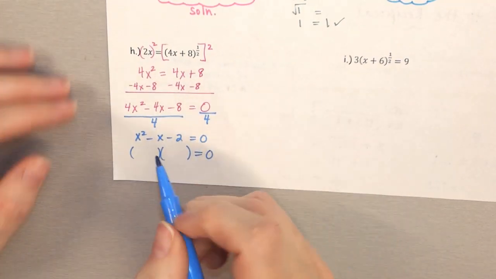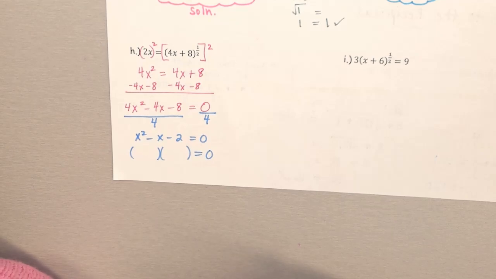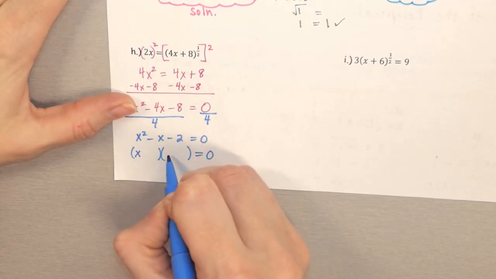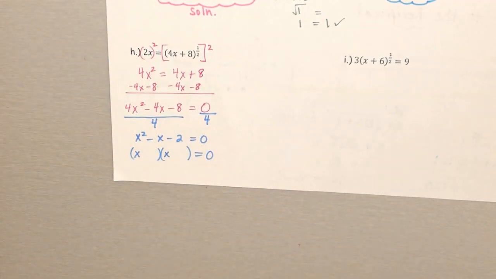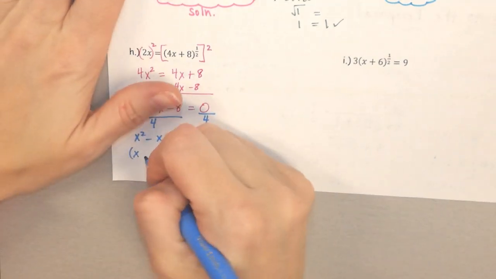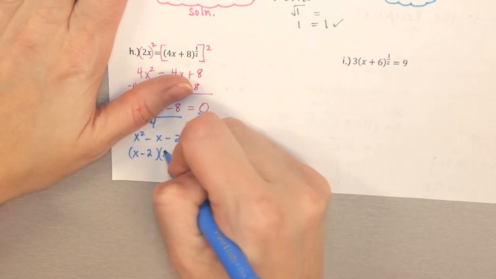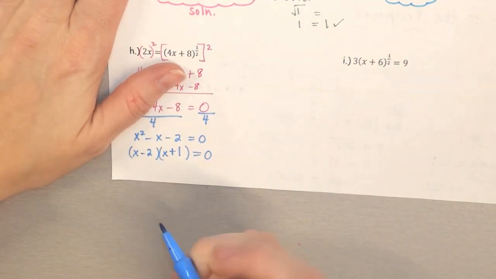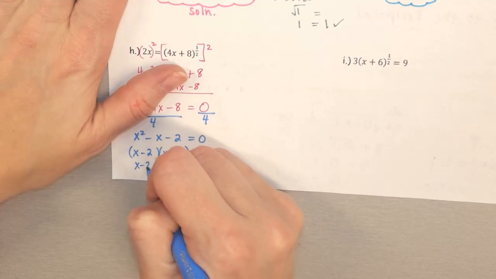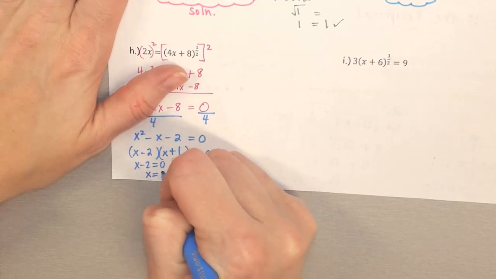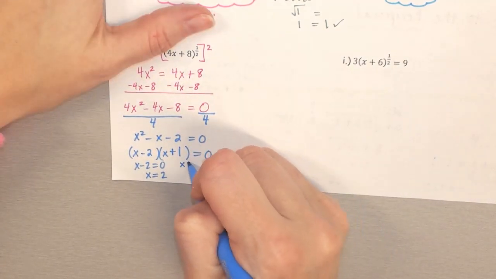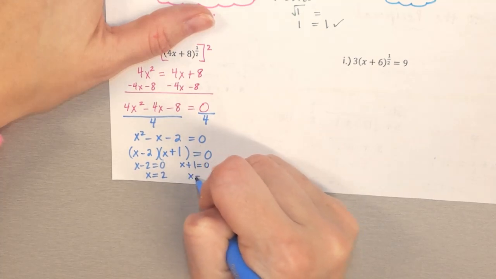And you have prime numbers. They're only divisible by themselves or 1, right? Because the only thing that makes x squared is x and x. The only thing that makes negative 2 is a 2 and a 1, right? And then the 2 has to be negative so that the inside is a negative value. So x minus 2 is equal to 0, x is going to be 2. If x plus 1 equals 0, then x is negative 1.